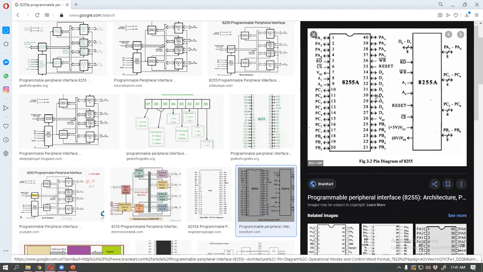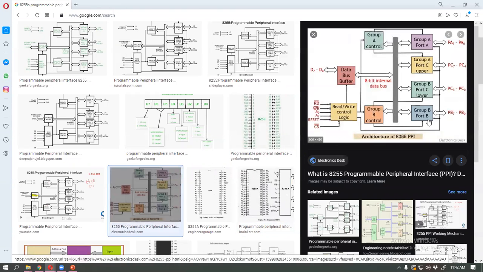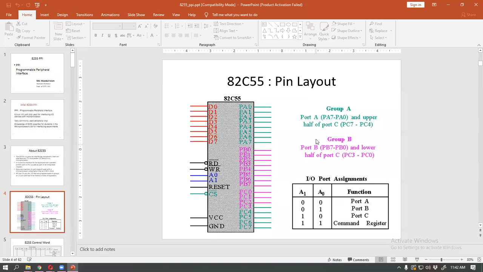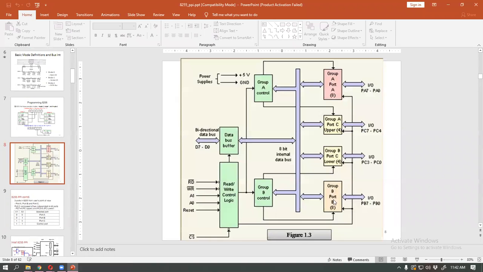All are clear? Yes, sir. So this microprocessor, this is the architecture of 8255 PPI.